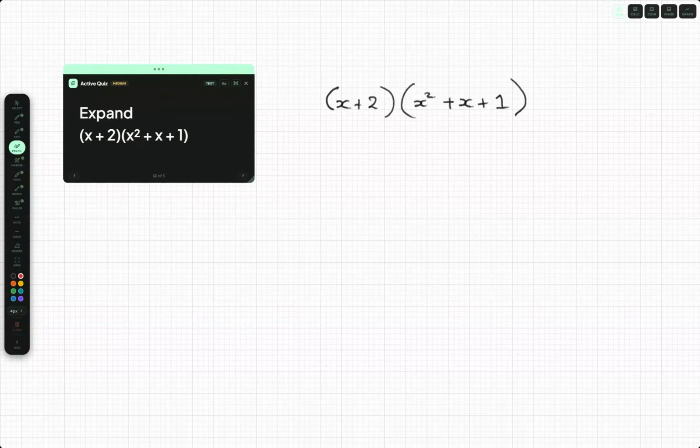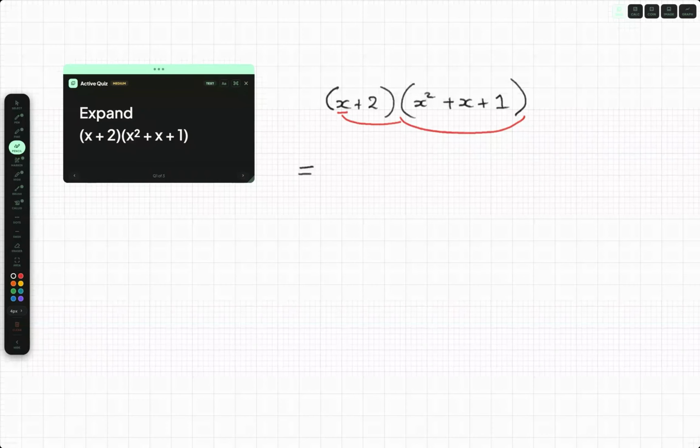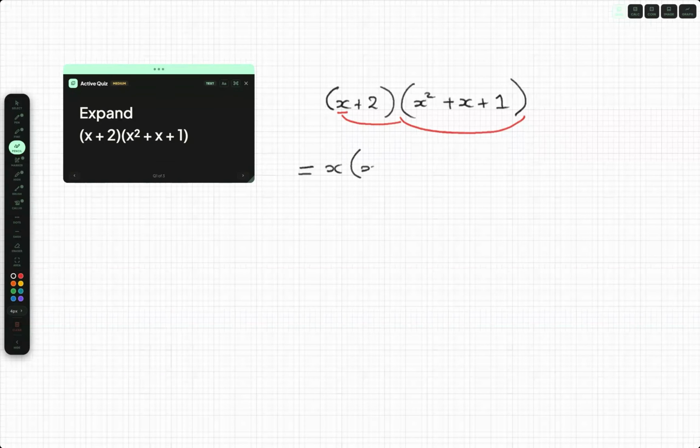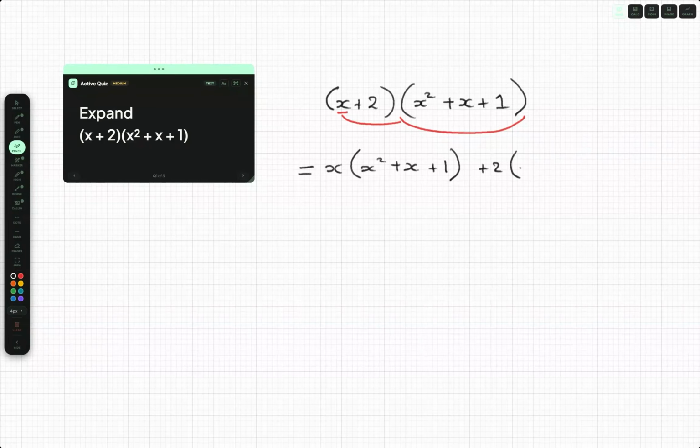So the same idea applies here. We're going to take this and multiply it into the entirety of this. And then we're going to do the same thing with the next term, essentially making 2 little expansion problems to solve and then simplify. Right, so we're going to start out with something like x multiplied into x squared plus x plus 1 plus 2 multiplied into x squared plus x plus 1.